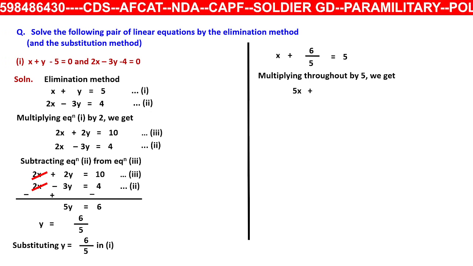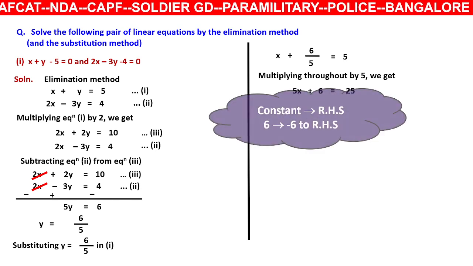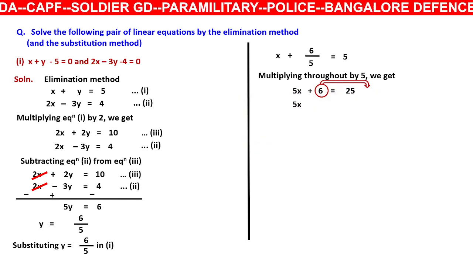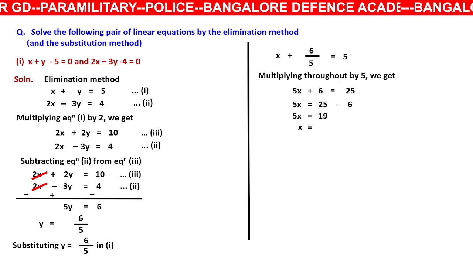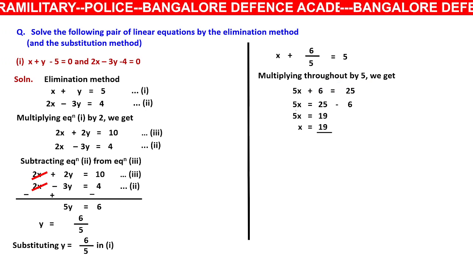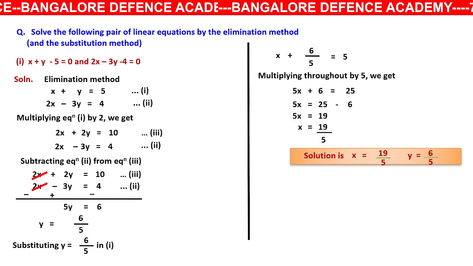So when you solve this with simple arithmetic, you get 5x is equal to 25 minus 6. So 5x is equal to 19, x is equal to 19 by 5. So the answer for this question is x is equal to 19 by 5 and y is equal to 6 by 5.